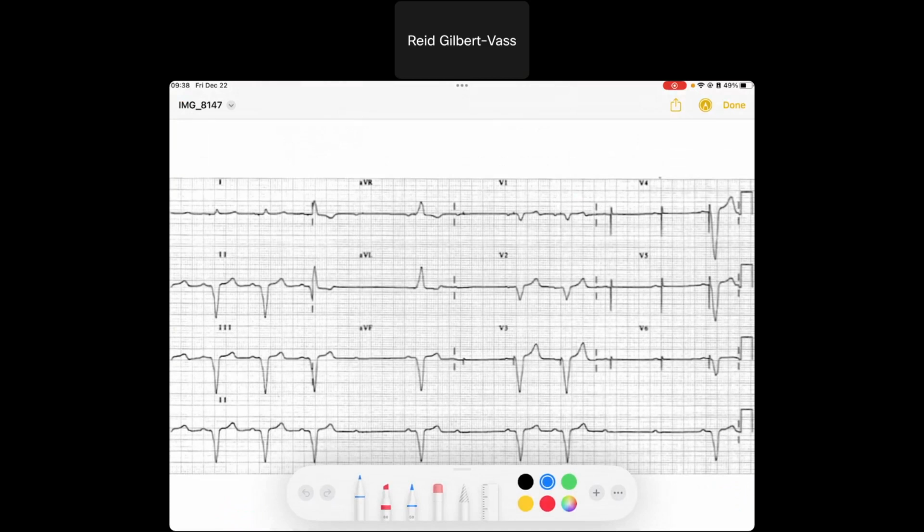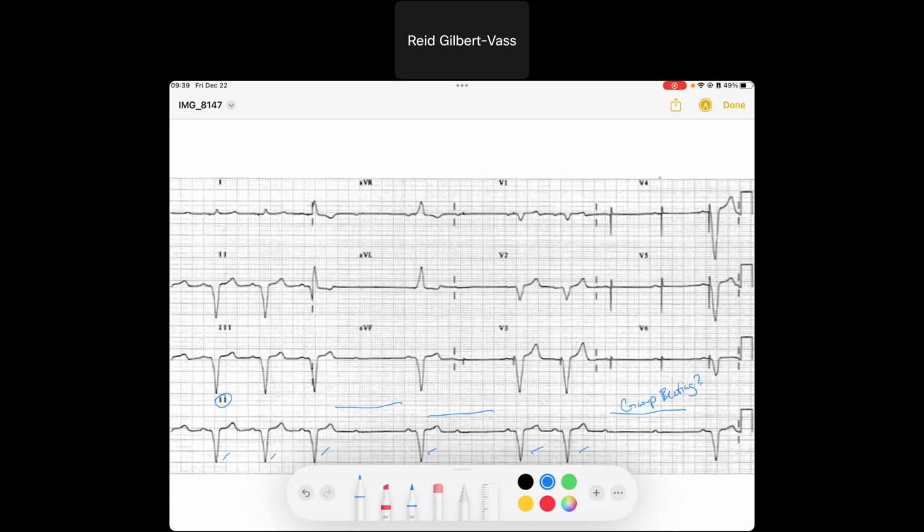First step I always do is I just kind of look at the trees. If I look down here at my lead 2 rhythm strip, I see I've got some QRSs. There's this pause, QRS, pause. Maybe some group beating, but there's not really a set pattern to it.